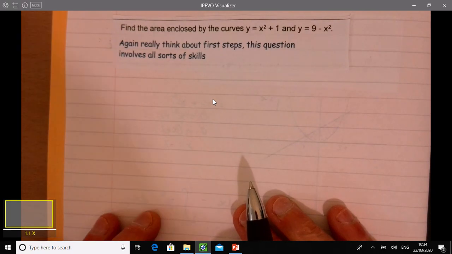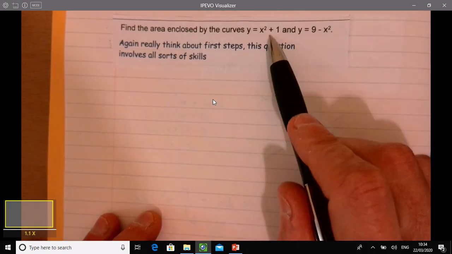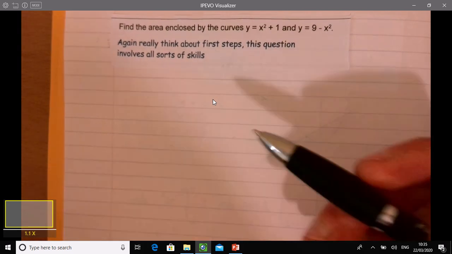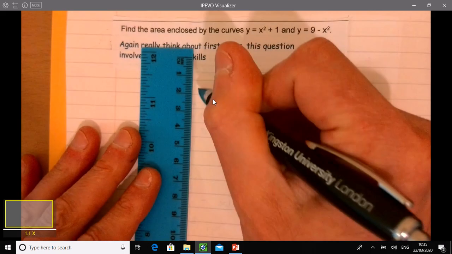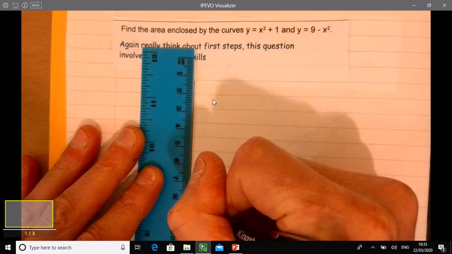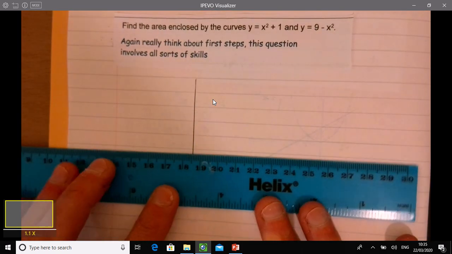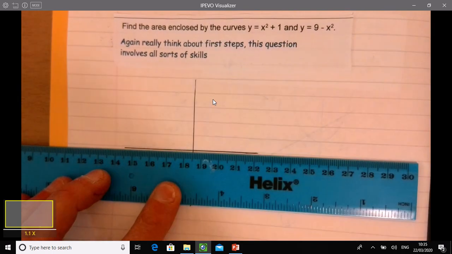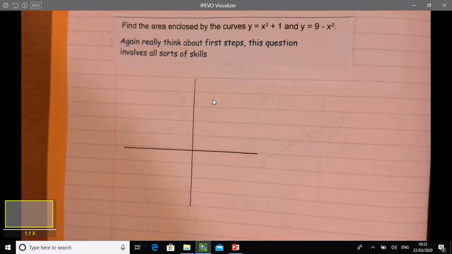Okay, here we are. Got another question. This time we've got two quadratics, and I'm just trying to find the area enclosed by those. So, usual first step, let's have a sketch. Often the case in maths, a sketch makes life so much easier.